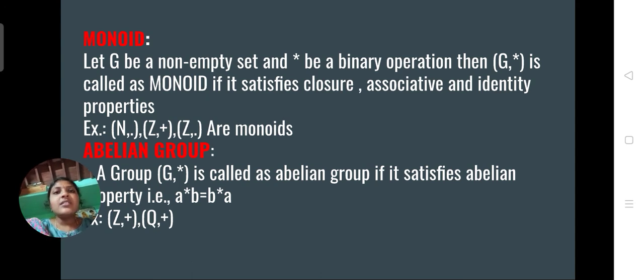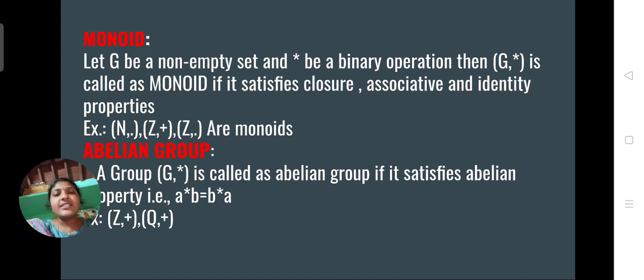So that means if any set satisfies closure, associative and identity, these three properties, then that set is called a monoid. For example, (N, ·), (N, +), (N, ·), (Z, +), (Z, ·) are monoids. But (N, +) is not a monoid because the identity element under addition is 0, but in the natural number set 0 does not exist. So therefore (N, +) is not a monoid, only (N, ·) is a monoid.